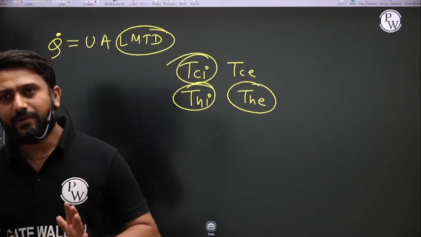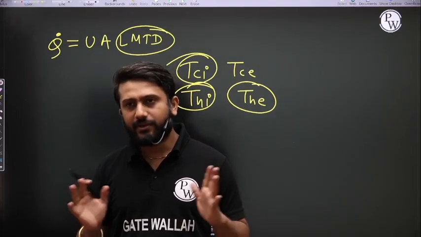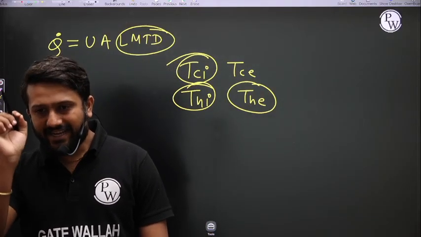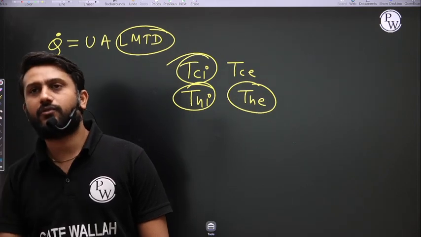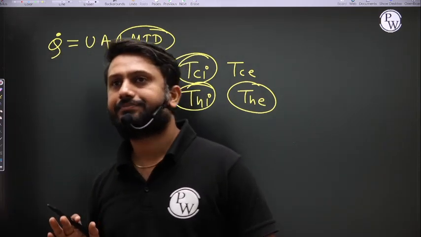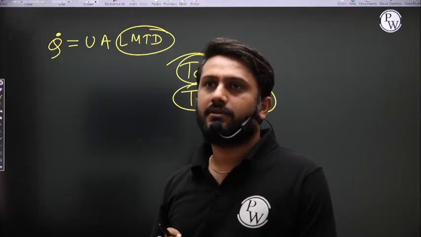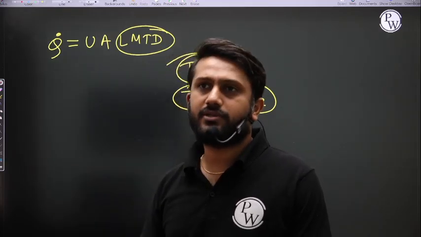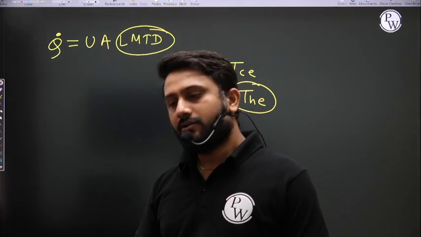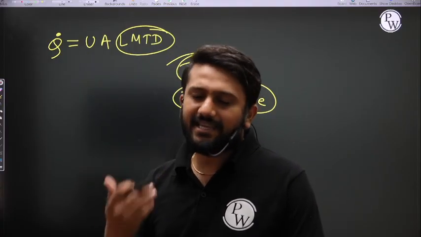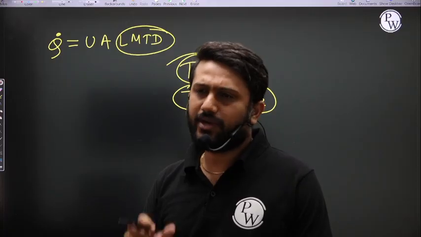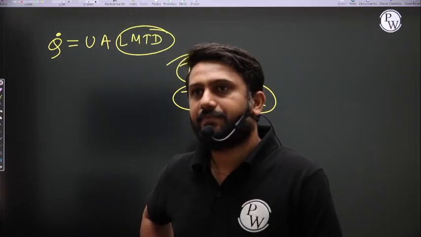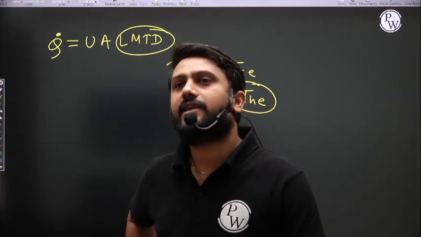And if you are able to find the temperature of the inlet and the exit of the hot fluid and the cold fluid, you can easily find the LMTD. There is no problem with that, right? And once you know the LMTD, and U is already given in the question, then you can easily calculate the area of the heat exchanger. Is it clear?